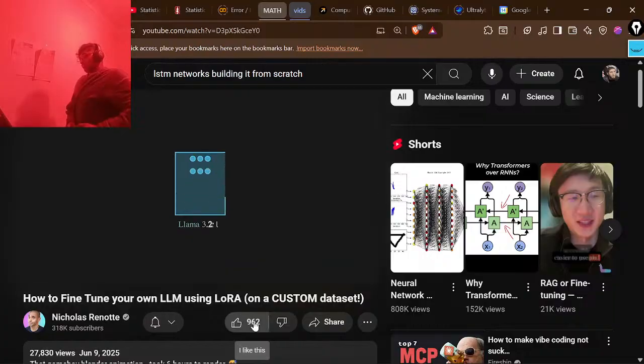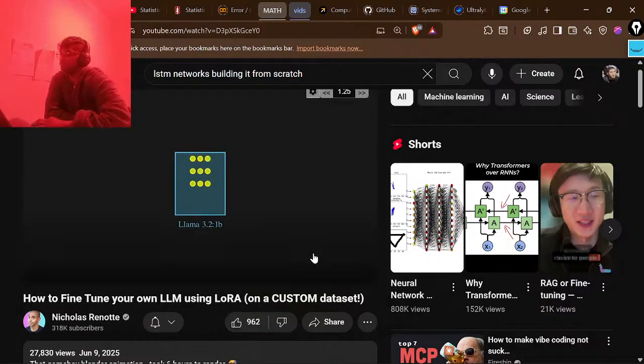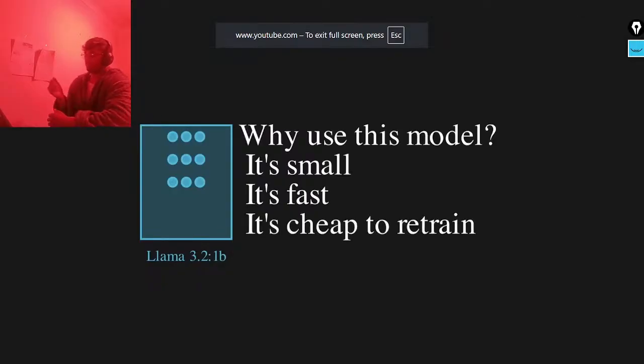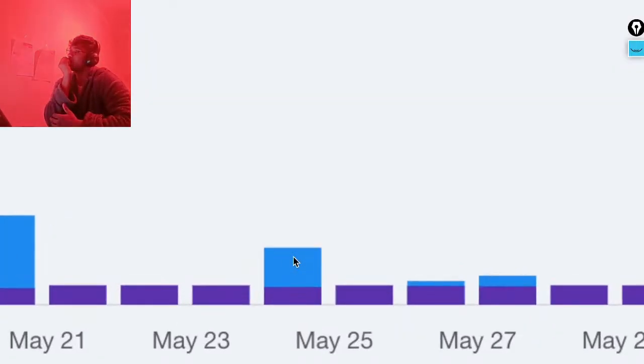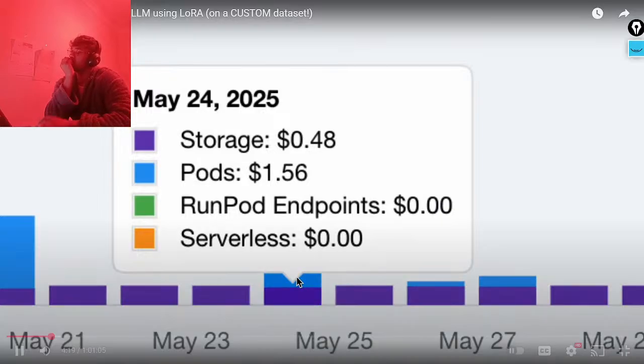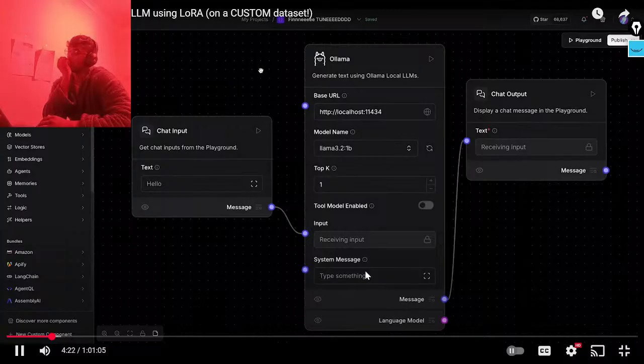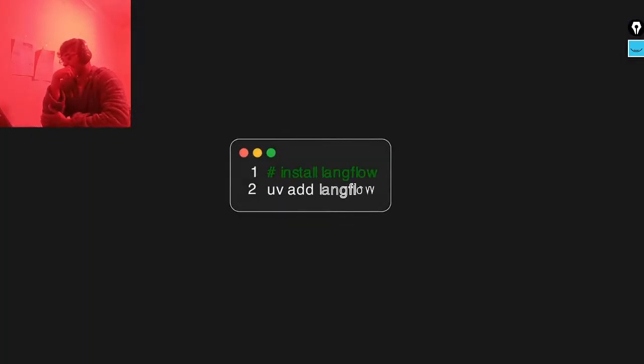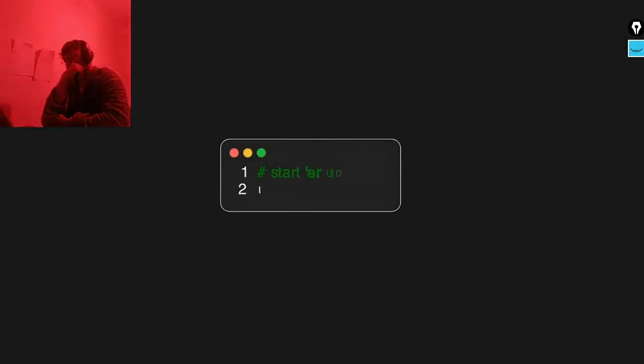Now, I'm going to use a pretty small LLM for this, namely Llama 3.2 1B. This means that it's small, fast, and can be updated for pretty cheap. I think it works out costing like 50 cents to $2 to fine-tune, and then you can run it locally on your machine, which means it's kind of free. Now, I'm going to run this using Langflow and Ollama here. You can install it by running this command in your terminal and run it by running this command.